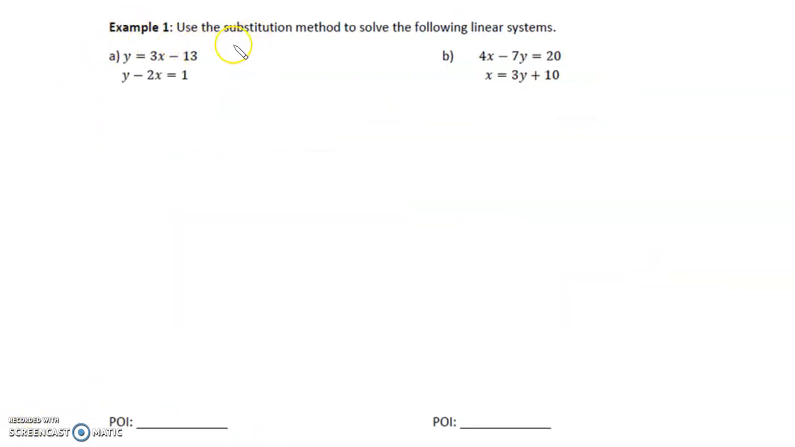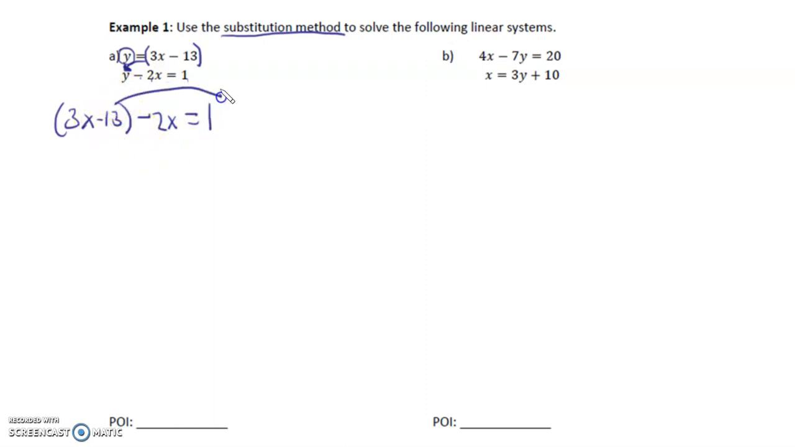Okay, example 1, use the substitution method to solve for the following linear systems. So we have y equals 3x minus 13, and then y minus 2x equals 1. So here's the thing. This y is already isolated. It's already y equals. So we're going to take this expression and substitute it into the other equation where the y is. So we're going to get 3x minus 13, bring down the negative, bring down the 2x, equals 1. Bring that all down. And now all we have to do is solve.